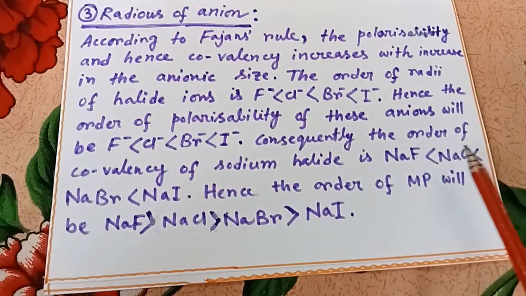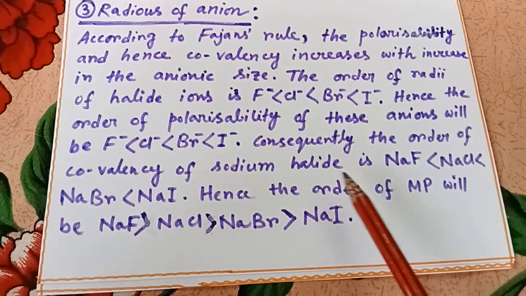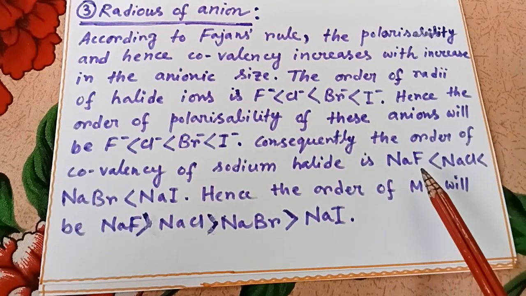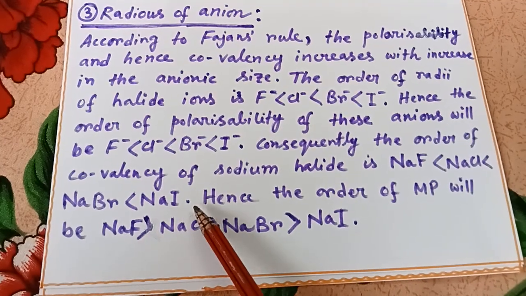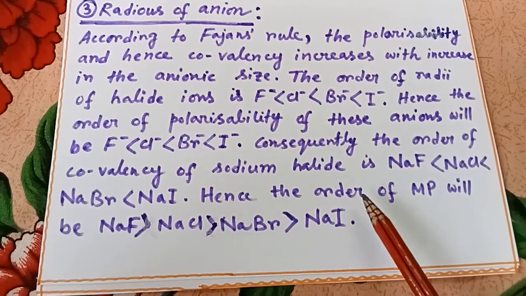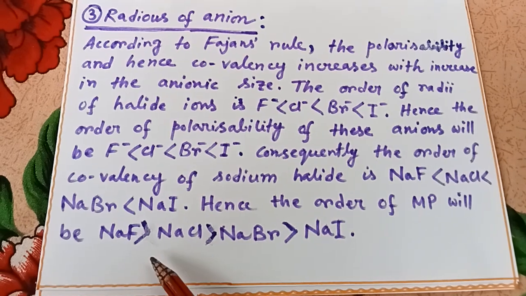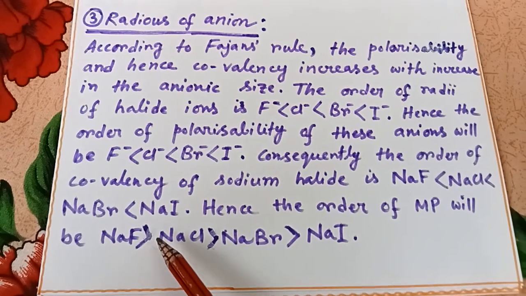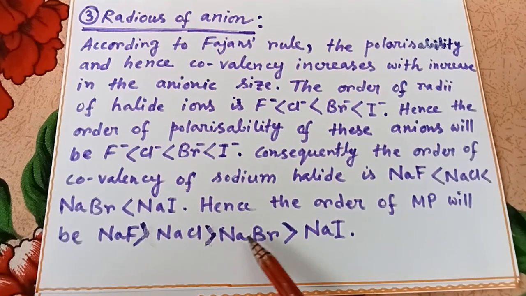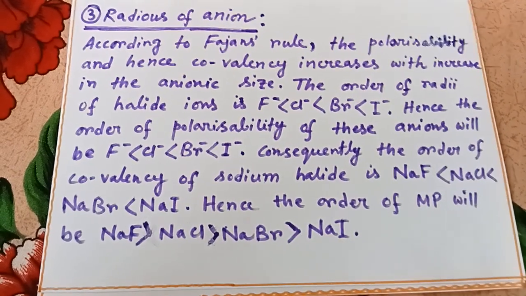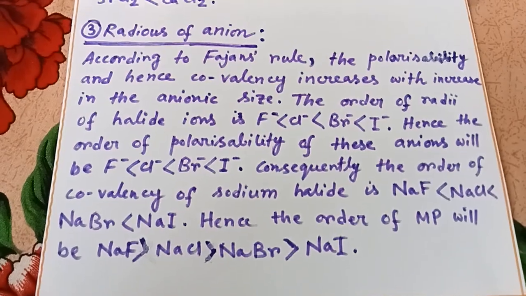Consequently, the order of covalency of sodium halides is NaF less than NaCl less than NaBr less than NaI. Hence, the order of melting point will be sodium fluoride greater than sodium chloride greater than sodium bromide greater than sodium iodide.